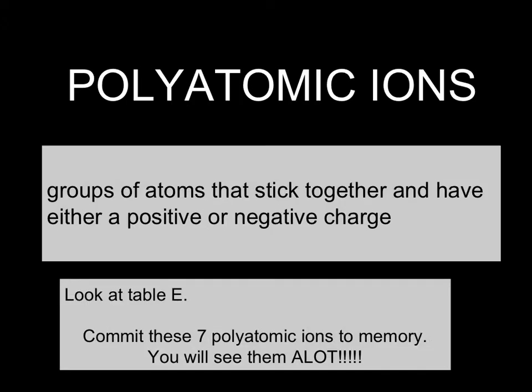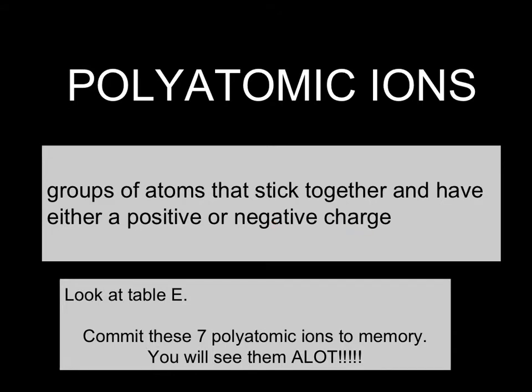Okay, the very last thing that I want to talk about in this video is something called a polyatomic ion. Poly means many. So this little prefix here means many atoms that are acting like ions. And once again, ions are charged particles. So we've got these groups of atoms, many atoms, that are acting like ions. I want you to take a moment and write this in your interactive notebook. Polyatomic ions are groups of atoms that stick together and have either a positive or negative charge.